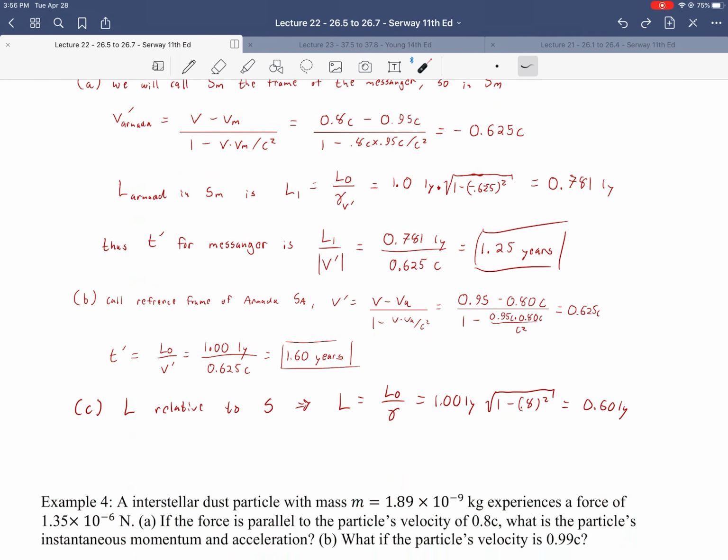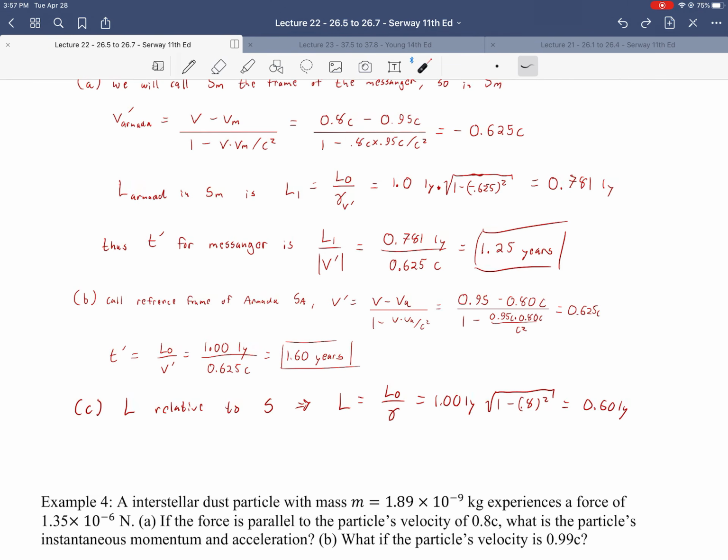All right. So now part C, by an observer in the ground frame. Now we want to find out how long it takes as measured by someone stationed on the planet that happens to be nearby. Our Armada is maybe passing through this system or something. So L relative to S. Here I have S, that's the rest reference frame. Then I would take the proper length measured in the Armada's reference frame divided by gamma.